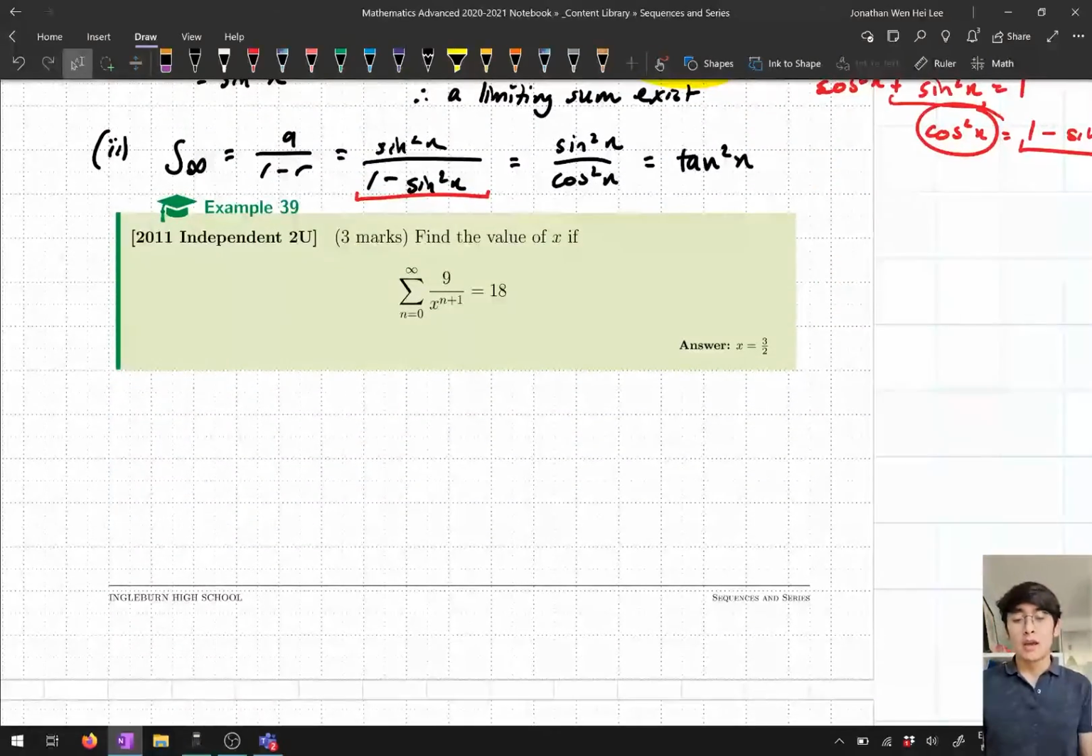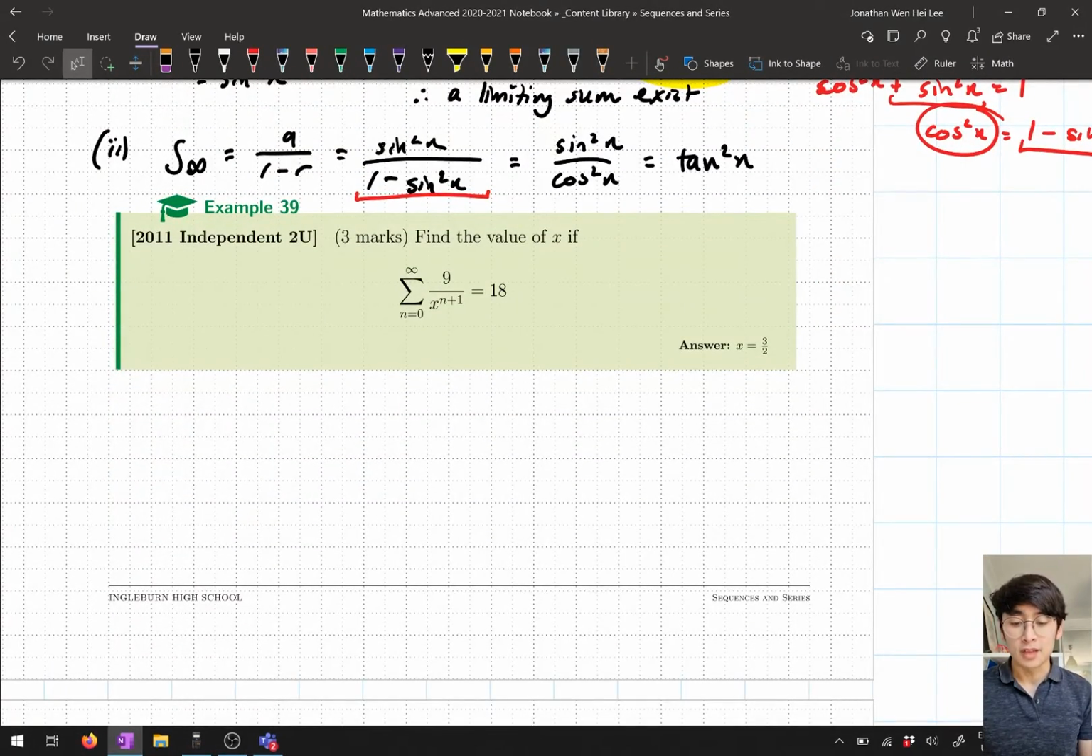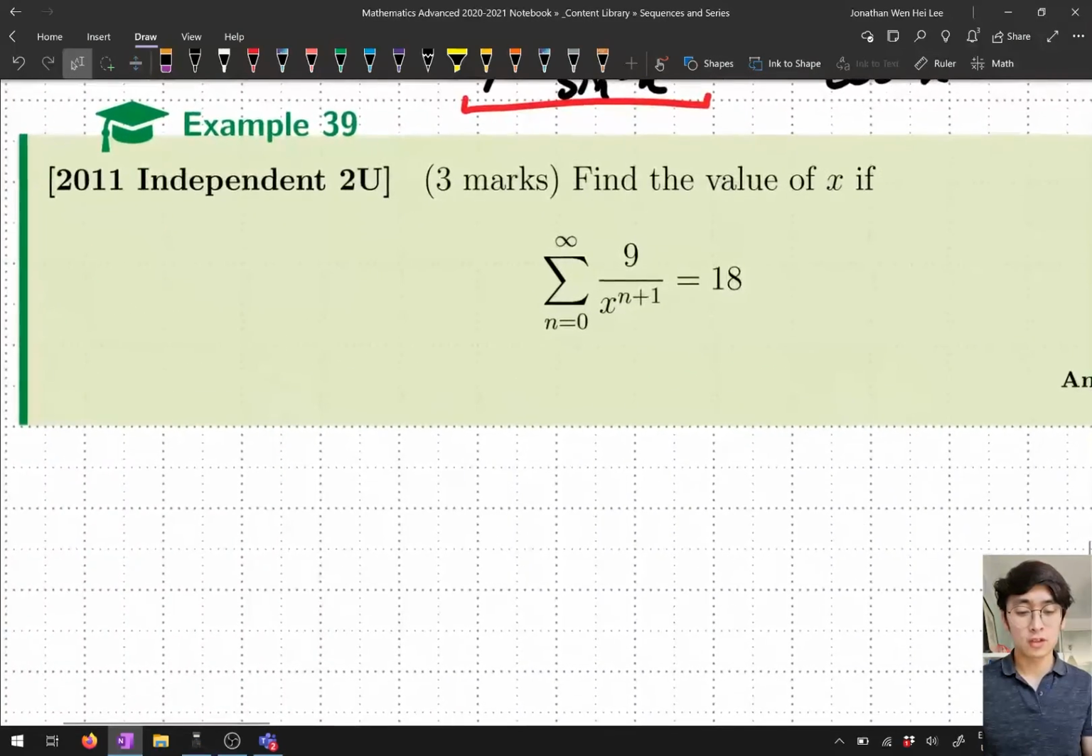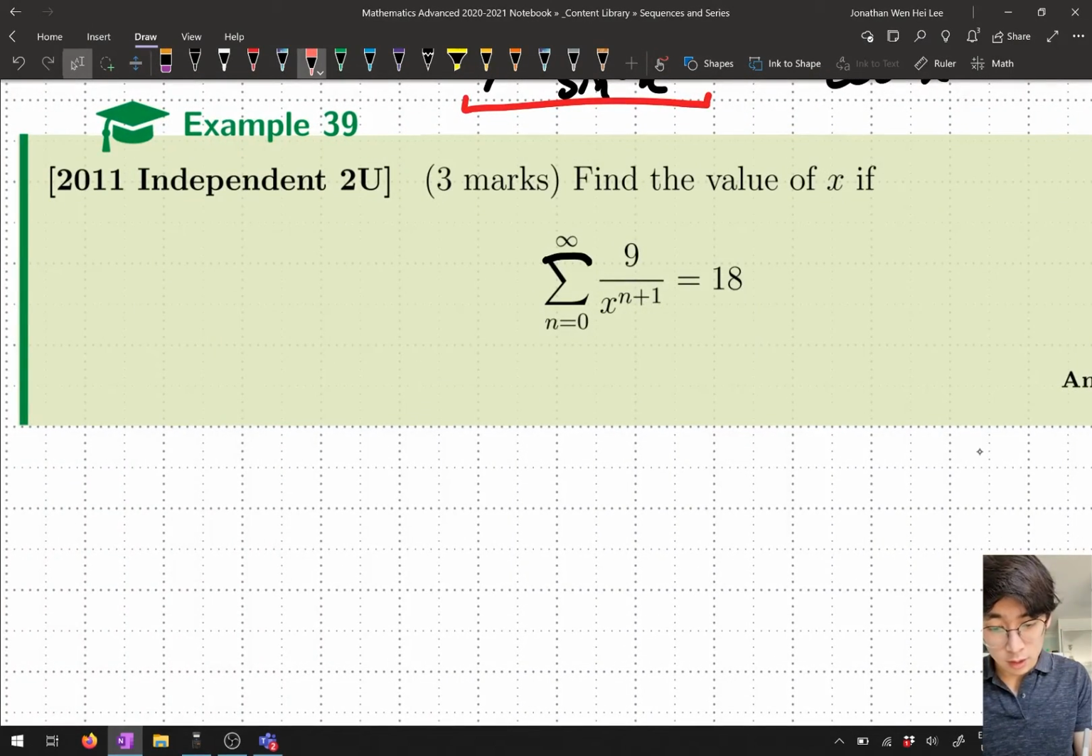So if you have a look here, find the value of x if the sum from n is equal to 0 to infinity of 9 over x to the power n plus 1 is equal to 18. Now this one, you might be looking at it and going, hey, this doesn't look anything like any of the previous questions that we looked at. There's a few bits in this question that I'm going to help break down just to help you see how it's actually the same. Now let's first start off with this sigma notation.